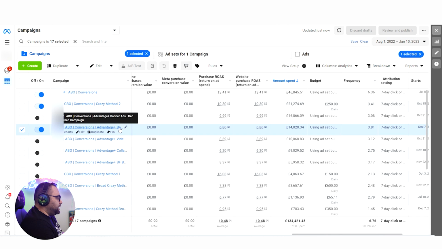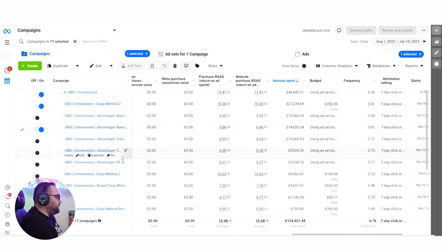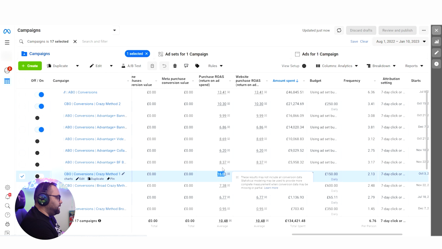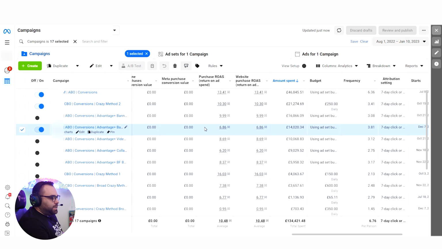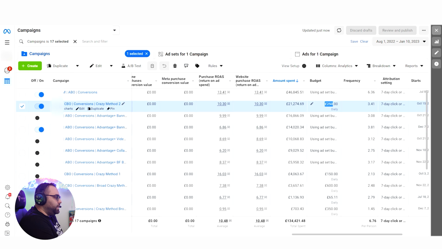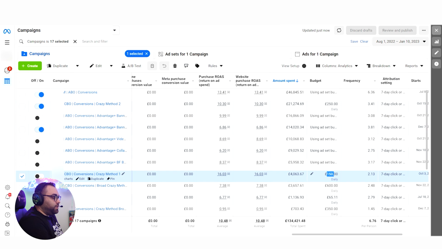Here, this is an Advantage Plus, this is an Advantage Plus, this is an Advantage Plus, this is an Advantage Plus, this is my crazy method, this is broad crazy method, and these two on the top are also crazy method. Of course, my crazy method is doing better, but this one, for example, is crazy method, and this is a retargeting. So my crazy method in this specific account did better than Advantage Plus, but it doesn't matter because I was still on my KPIs. And don't forget that my Advantage Plus was spending much more money. So here it's spending 250, here it's spending 150. Advantage Plus on the other side is spending 400, 500.